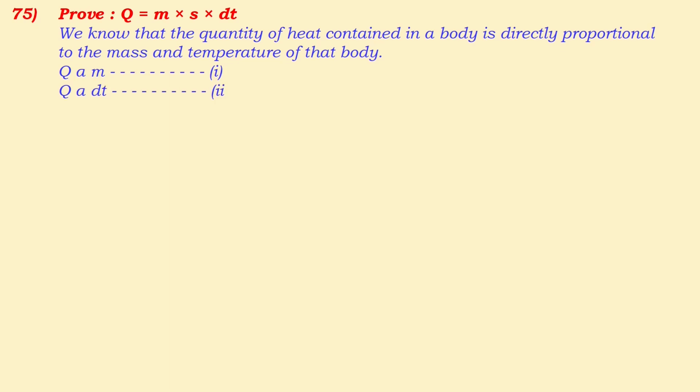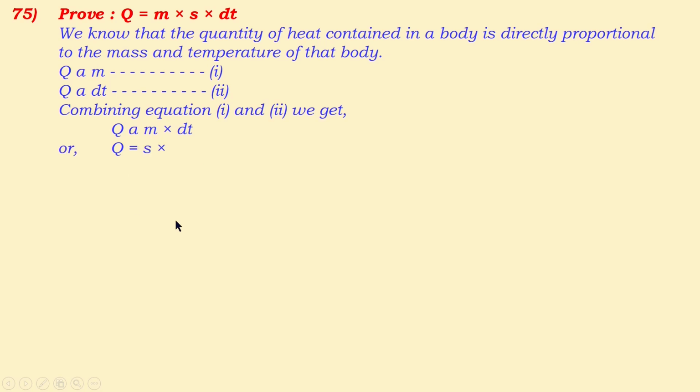And next is q is directly proportional to difference of temperature dt. This is equation number 2. Now we can combine these two equations this way. Combining equation 1 and 2, we get q is directly proportional to mass into dt. If physical quantities are proportional to each other like this, then there must be a constant which involves between them. We can change this proportional sign into equal to sign, but we have to take that constant which involves between these quantities. That's why I can write this way: q equal to s into m into dt.